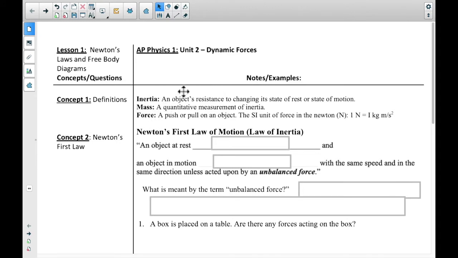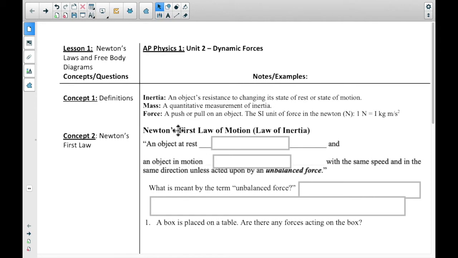Inertia, we can say, is an object's resistance to changing its state of rest or state of motion. Mass is a quantitative measurement of inertia. So actually, inertia and mass are very, very closely related. They are essentially the same thing. It's just that mass is the number that you put to something's inertia.